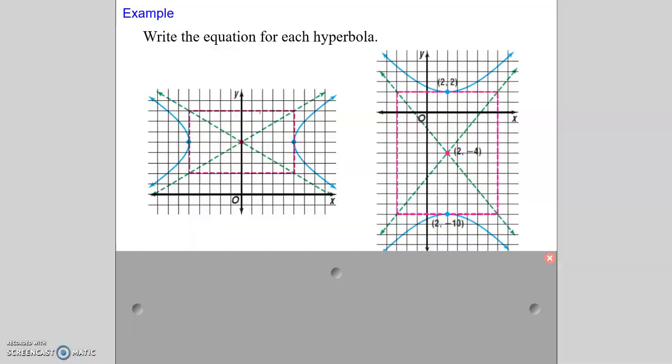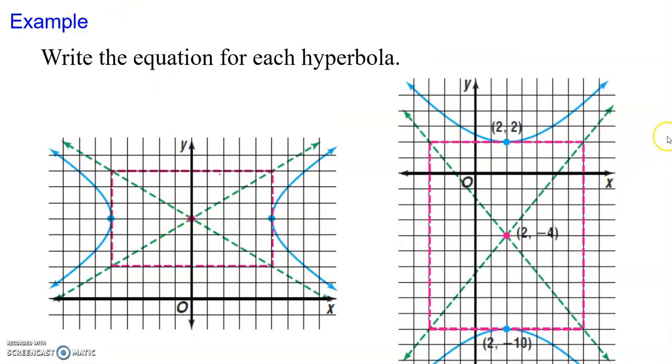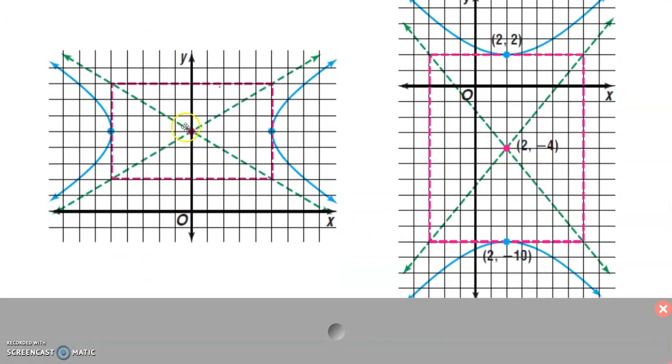So what I'm going to do is start by looking at this one on the left here. First thing I should do is just look at which way it opens. Since it opens to the left and right, x will come first, and then I'll be subtracting the y term. And then I look at the center.